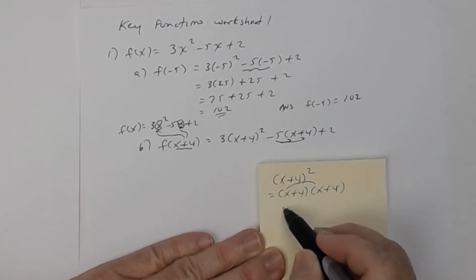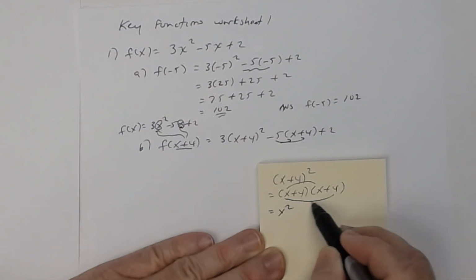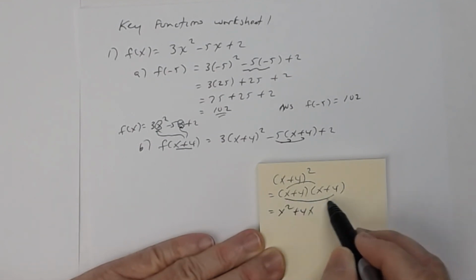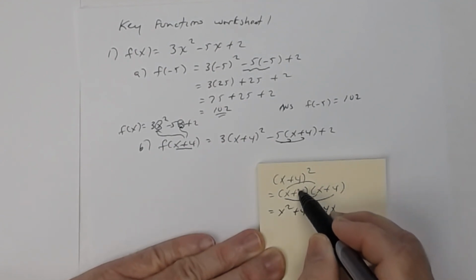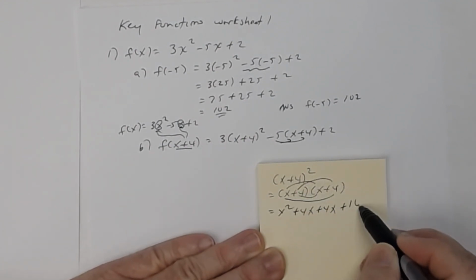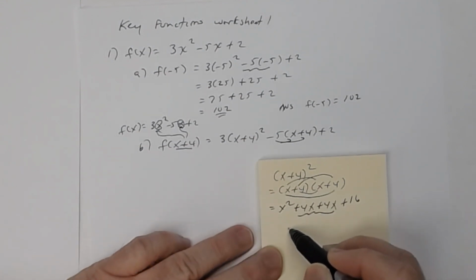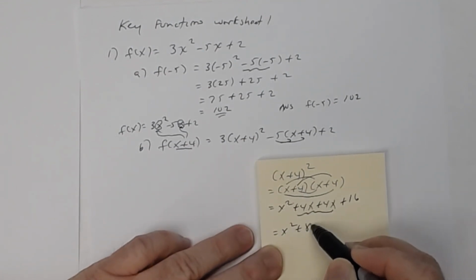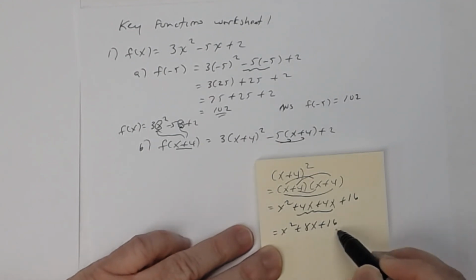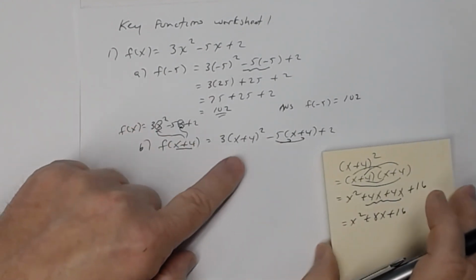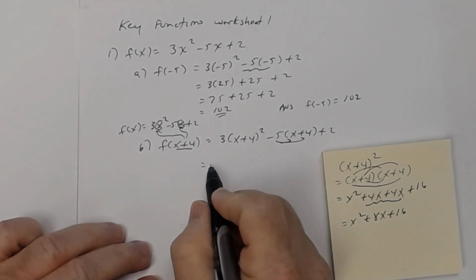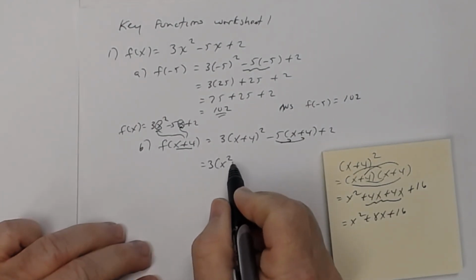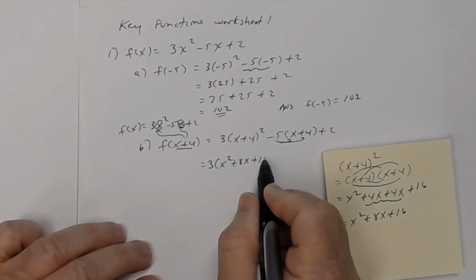So you would say x times x is x squared. The outer, x times 4 is 4x. Now remember, whenever you square a binomial, the outer and the inner are going to be identical. So if this is 4x, then the inner has to also be 4x. And then 4 times 4 is 16. Combining like terms, we're going to get x squared plus 8x plus 16. So this quadratic expression is going to go here. So this becomes 3 times x squared plus 8x plus 16.